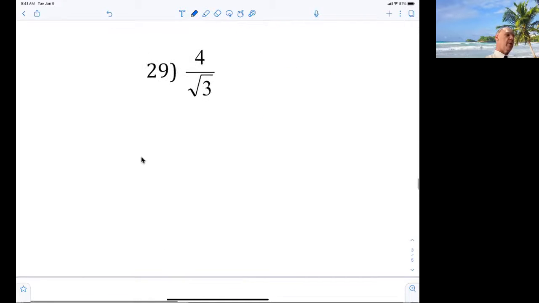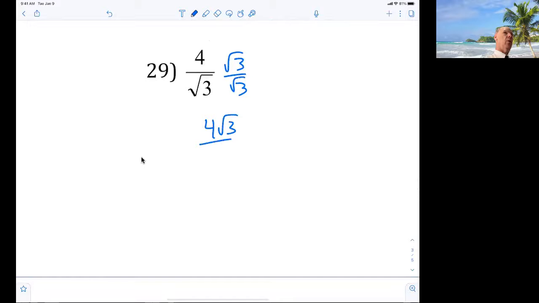Okay, 29. What am I doing? 4 radical 3. Yeah, some people now can just look at it and tell me what the answer is. There's no work. You should be able to look at that and just say that's what? 4 radical 3 over 3. You're just multiplying the top and bottom by square root of 3. 4 radical 3 over 3.